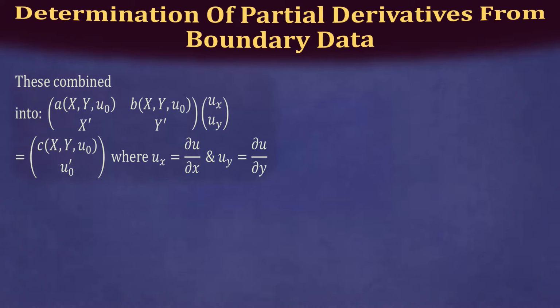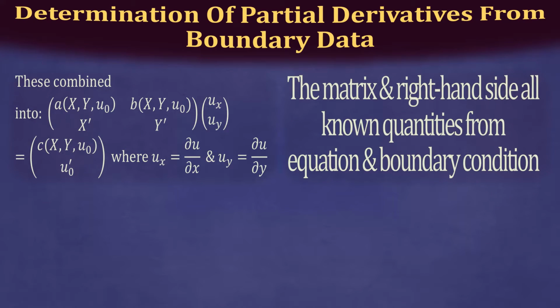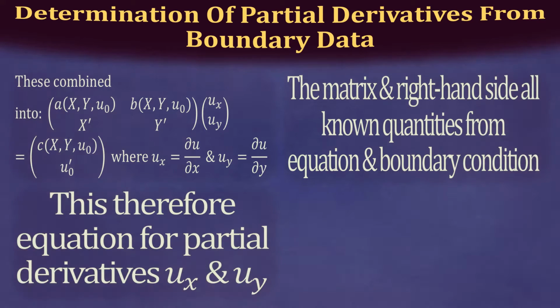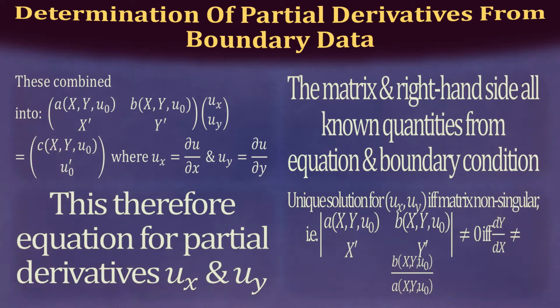These two equations can be combined into a single matrix vector equation: the matrix with rows (a(x,y,u0), b(x,y,u0)) and (x', y') times the vector (ux, uy) is equal to the vector (c(x,y,u0), u0'), where ux is the partial derivative of u with respect to x, and uy is the partial derivative of u with respect to y. The matrix and the right hand side are all known quantities from the equation and the boundary condition. This is therefore an equation for the partial derivatives ux and uy.